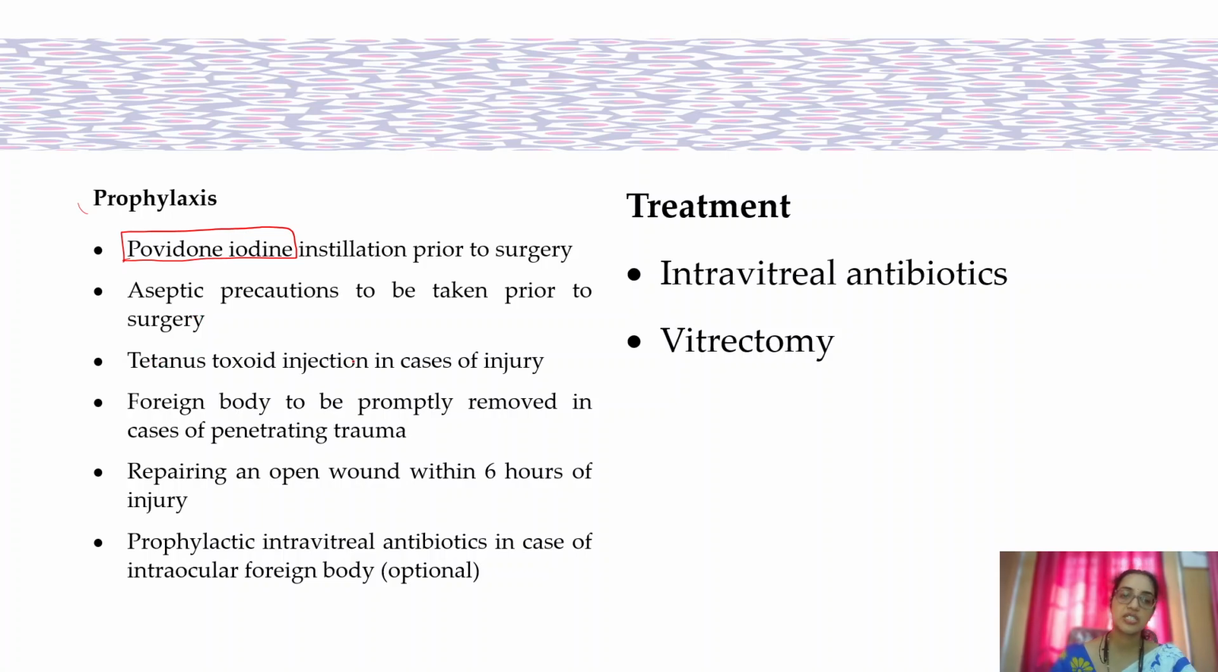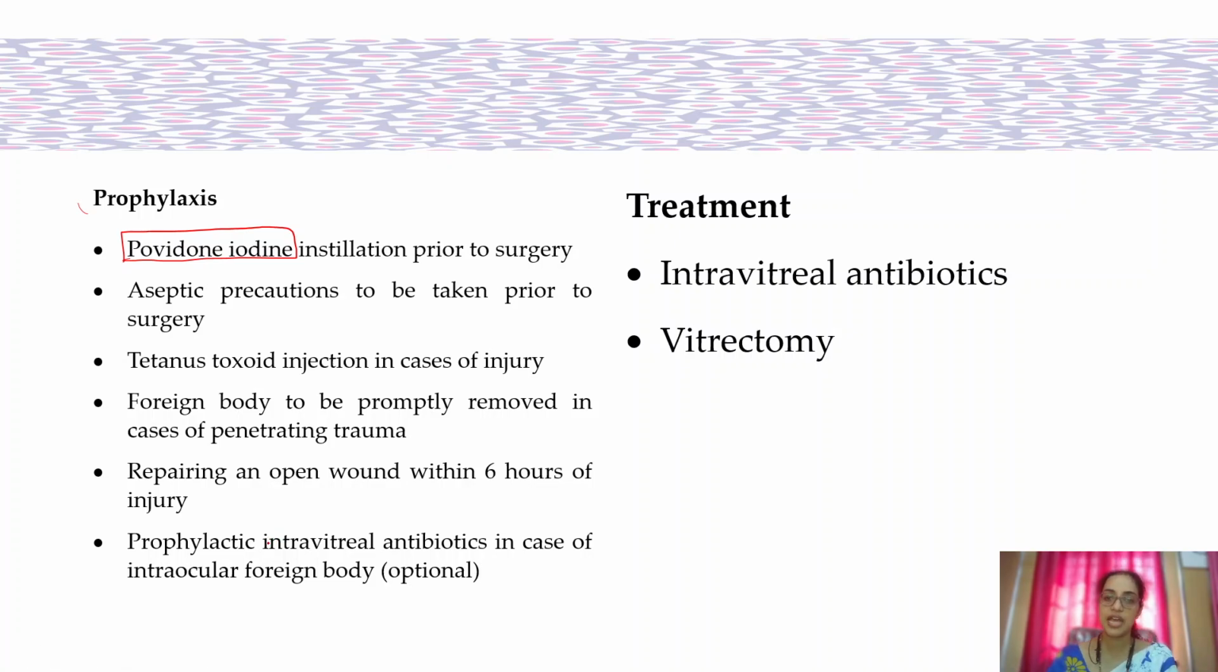Tetanus toxoid injection is indicated in cases of injury. In cases of penetrating trauma, if there's a foreign body, that has to be promptly removed. Repair of an open wound within 6 hours of the injury is quintessential. Then prophylactic intravitreal antibiotics in case there is an intraocular foreign body can be done. So what is the treatment once there is infection and endophthalmitis is established?